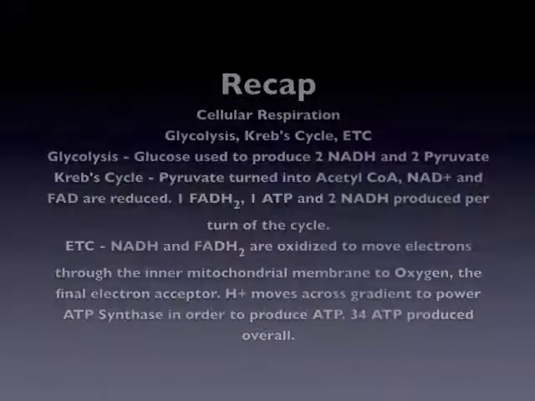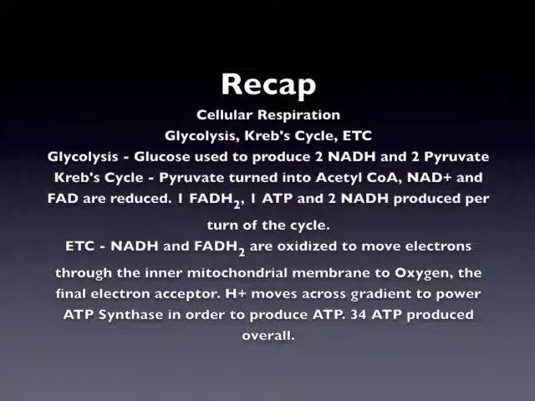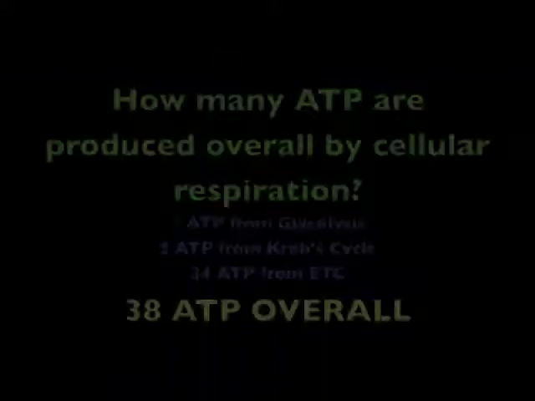That's a lot of information, so let's sum all of that up. Cellular respiration involves 3 stages: glycolysis, the Krebs cycle, and the electron transport chain. For each glucose molecule, 2 NADH and 2 pyruvate molecules are produced from glycolysis. Pyruvate is turned into acetyl-CoA, and NAD+ and FAD are reduced, overall producing 1 FADH2, 1 ATP, and 3 NADH per turn. And finally, NADH and FADH2 are oxidized to move electrons through the chain to oxygen molecules to form water. Hydrogen molecules move across the gradient to power the ATP synthase and form H2O with the oxygen.